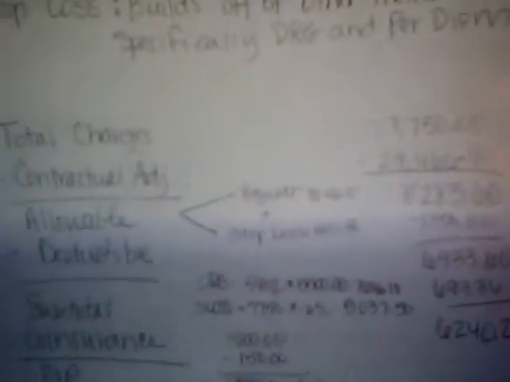Make sure you add those two components together to get your allowable. Then you continue on with your math largely the same way you've been doing it, by calculating your contractual adjustment, your deductible, co-insurance, etc.